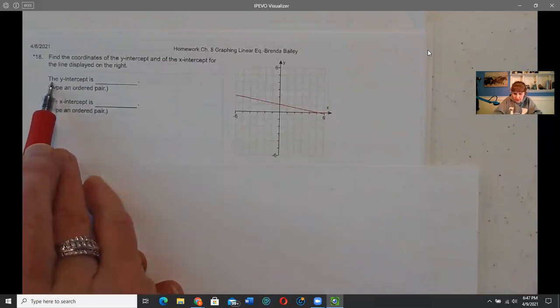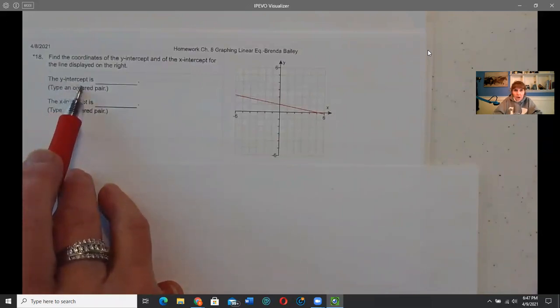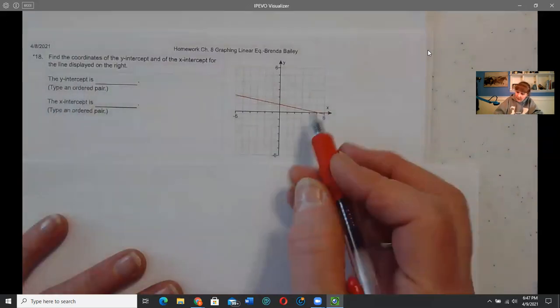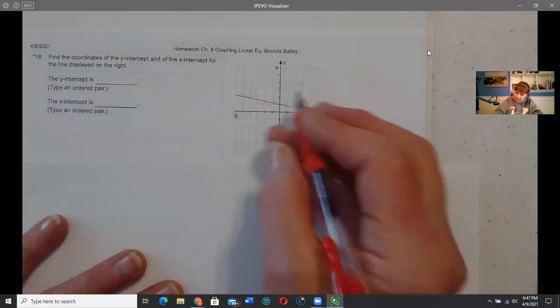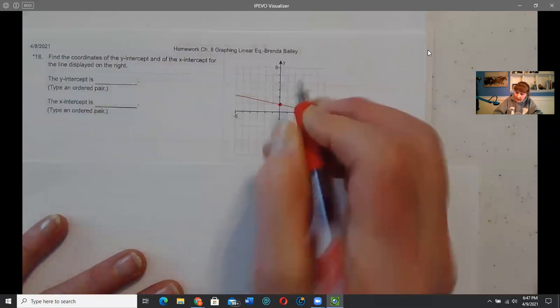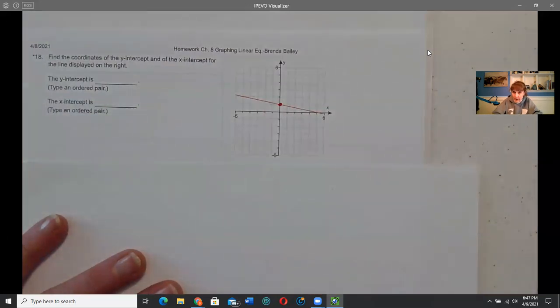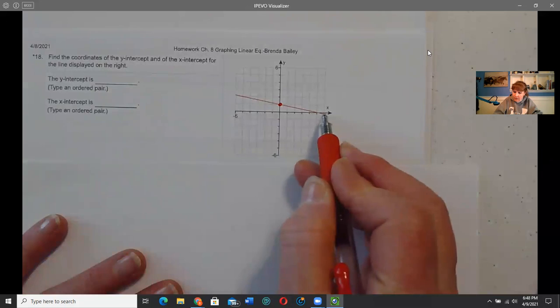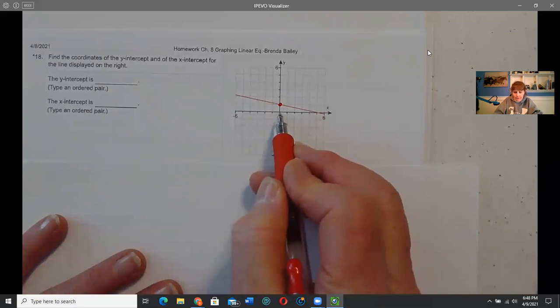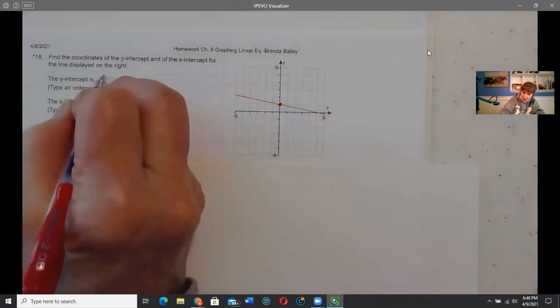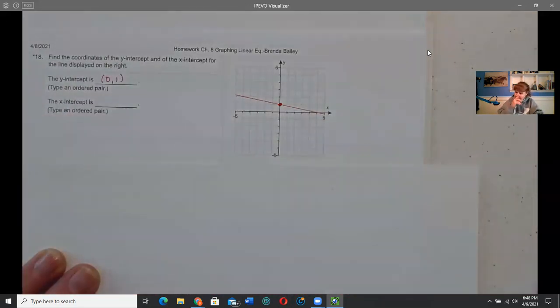Well, your Pearson is going to ask you for the y-intercept, the ordered pair of the y-intercept. Looking at this, the y-intercept is where it hits the y-axis, so don't get those two confused. This line right here is hitting the y-axis at that point. What are the ordered pairs for that point? Well, I know that the first number in our ordered pair has to do with how far you are along this x-axis. It's the x coordinate. And it looks like we're at 0 here, so the y-intercept is the point 0, 1.